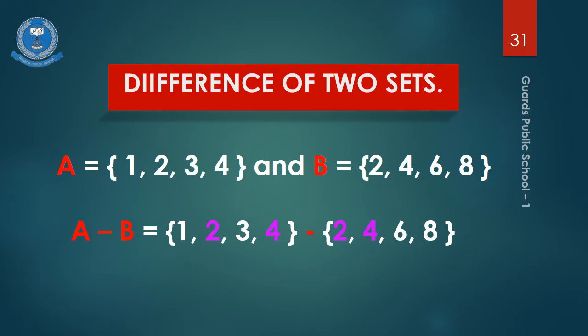And the answer: A minus B is equal to {1, 3} because members 2 and 4 are also present in set B. And in difference, we will mention only those members which are present in the first set but not present in the second set. Since 2 and 4 are also present in the second set, therefore we will write only 1 and 3 in the answer.